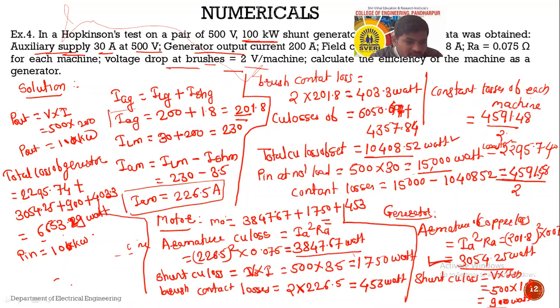100 kilowatt plus this loss, किती आहे, 6653.29. किती आहे ती व्हॅल्यू? 16,653.29. So this is the power input.